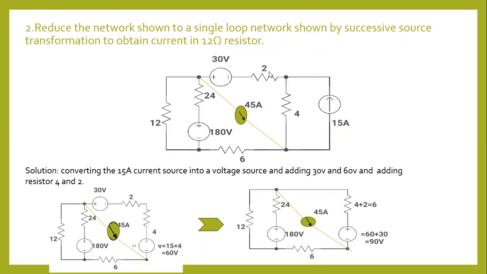So we have to reduce the entire circuit to a single loop network and find the current across the 12 ohm resistor. As in the previous problem, we can't resolve this throughout the problem. The 12 ohms should be retained as such. If this is the 12 ohm resistor, you have to find the current across it.